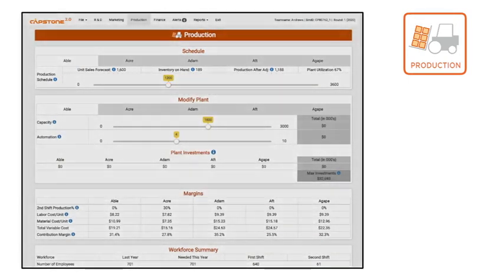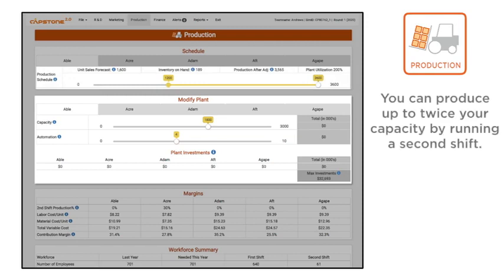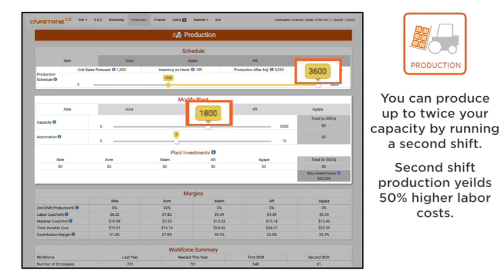Each product's production line has a capacity. This is the number of units that can be manufactured in 1 year using a single 8-hour shift. You can produce up to twice that amount by running a second shift. Keep in mind that second shift production yields higher labor costs.